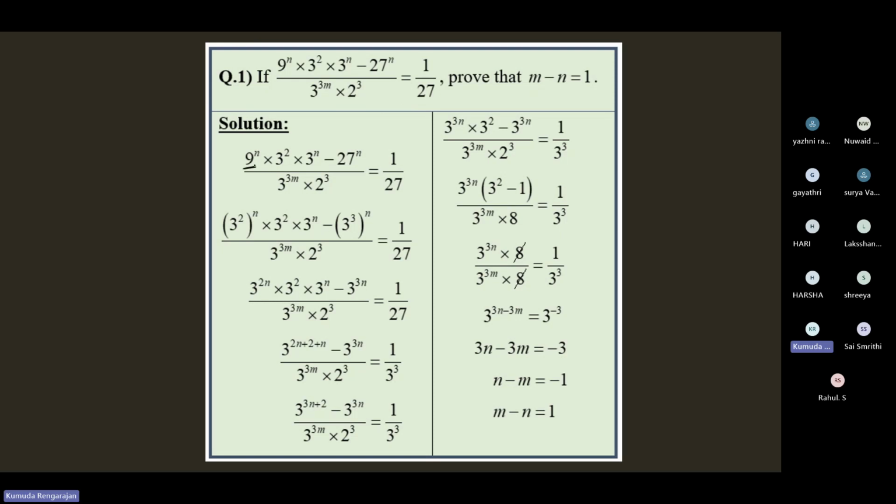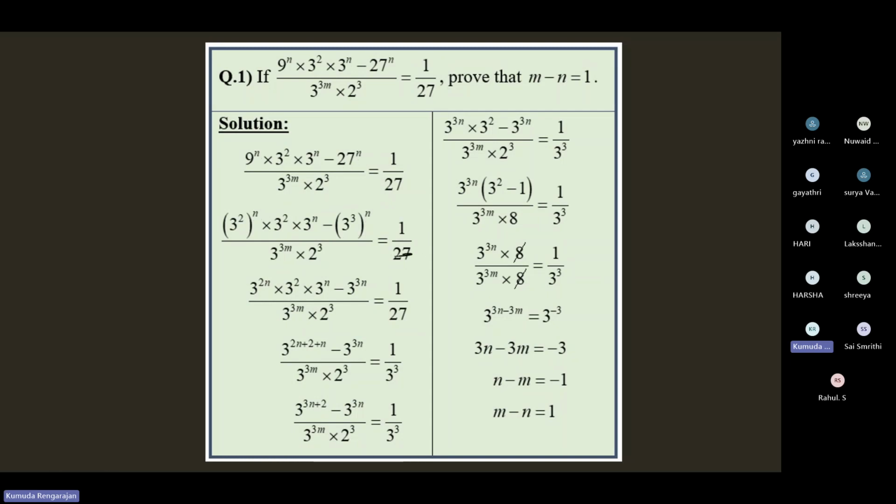We know that 9 can be expressed as 3 square. And this power n, you can see it here, 3 square as it is, 3 to the power n as it is, because that's already in the simplest form. Nothing can be done with that further. Then now 27 can be written as 3 cubed and this power n here, divided by, again, these are very simple. Nothing can be done with them further. So write them as it is, equal to 1 by 27.